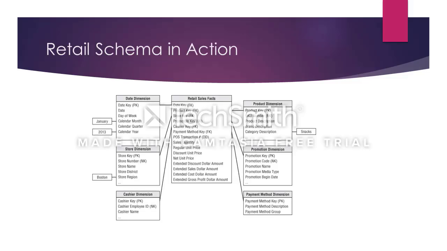Retail schema in action. Here's an example of a retail sales schema. With the retail POS schema designed, this is how it would be put to use in a query environment. If a business user is interested in a better understanding of weekly sales dollar volume by promotion for the snacks category during January 2013 for a store in the Boston district, query constraints on month and year in the date dimension, district in the store dimension, and category in the product dimension.